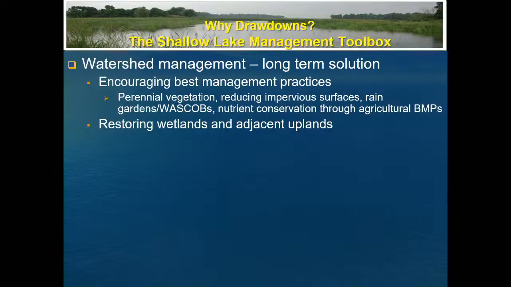The best way to manage shallow lakes is the watershed. That's how we long-term can really make an impact. So that's perennial vegetation, impervious surface, rain gardens, nutrient conservation through agriculture BMPs, and the big one, wetlands. Essentially cleaning your water before it gets in the lake. That's the best way we can really fix these shallow lakes.